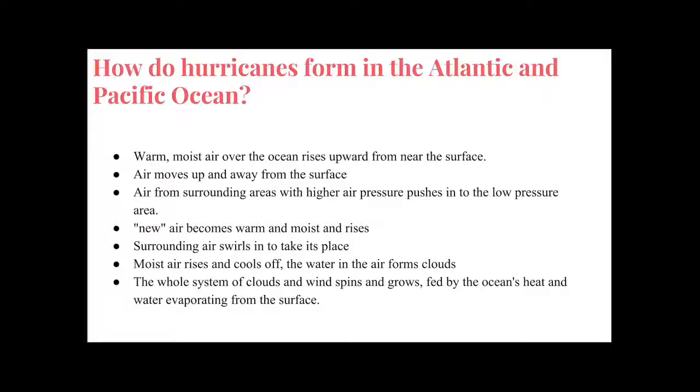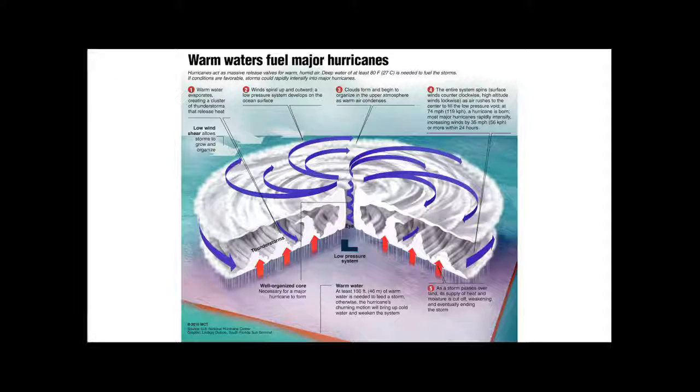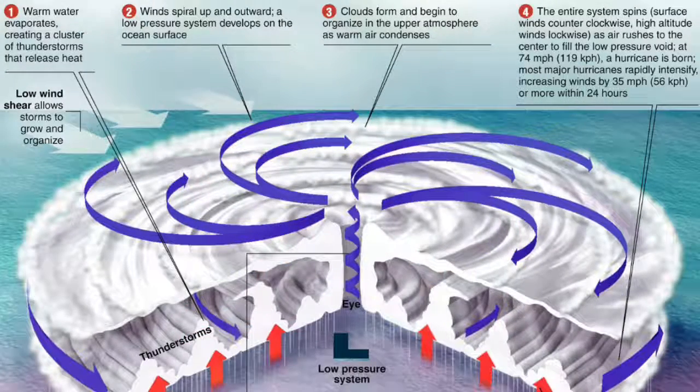Tropical cyclones are like giant engines that use warm, moist air as fuel. The air rises upward from near the surface, and higher air pressure pushes into these low-pressure areas. That new air becomes warm and moist, and it continues to rise and swirl. As the air cools off, the water in the air forms clouds. The whole system of clouds and wind spins and grows, fed by the ocean's heat and water evaporating from the surface. Here's a diagram to show exactly what happens.